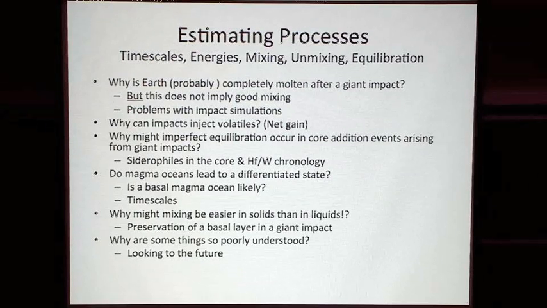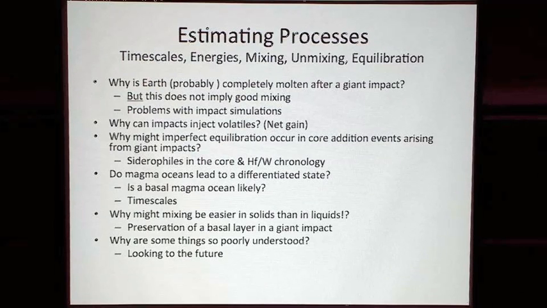Can impacts inject volatiles? And I'm going to argue that they can, that you can have a net gain. So if you bring in a large icy body and hit the Earth, you should not think that because ice is more volatile that that gets blasted off. That's not a correct way to think about it. You can actually inject the volatiles. I'll talk a bit about equilibration during core formation and core addition events that occur in giant impacts. And this is of relevance both for the extent to which siderophiles in the mantle will actually equilibrate with the core forming material and, of course, to the hafnium-tungsten chronology that Rick Carlson talked about.